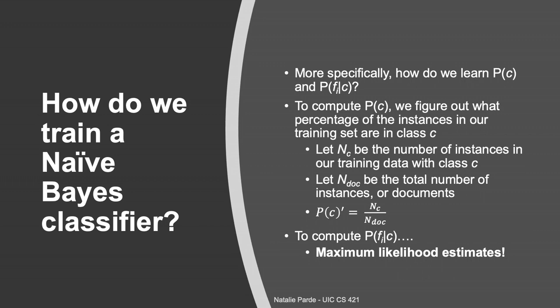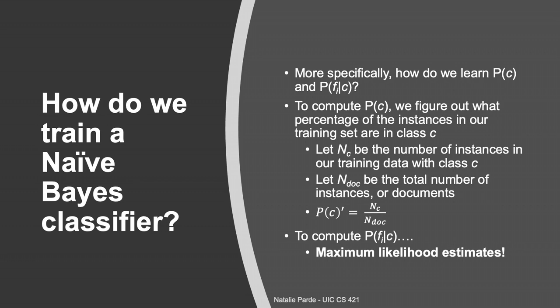To find the prior probability for each class, we just need to figure out what percentage of the instances in our training set are members of each class. So if we're doing sarcasm detection, we'd probably need to know what percentage of the training instances were sarcastic and what percentage were non-sarcastic. To find that percentage, we just divide the number of instances in our training data belonging to that class by the total number of instances in our training data.